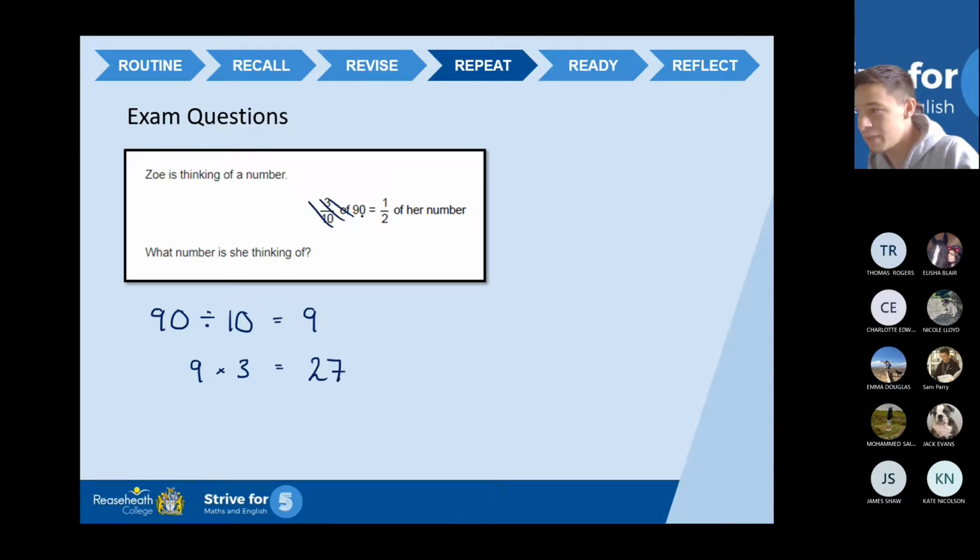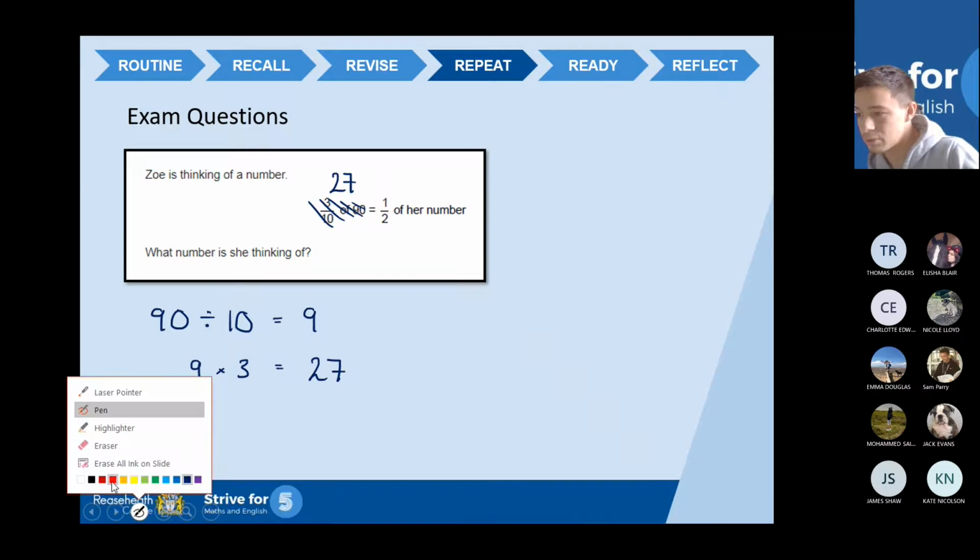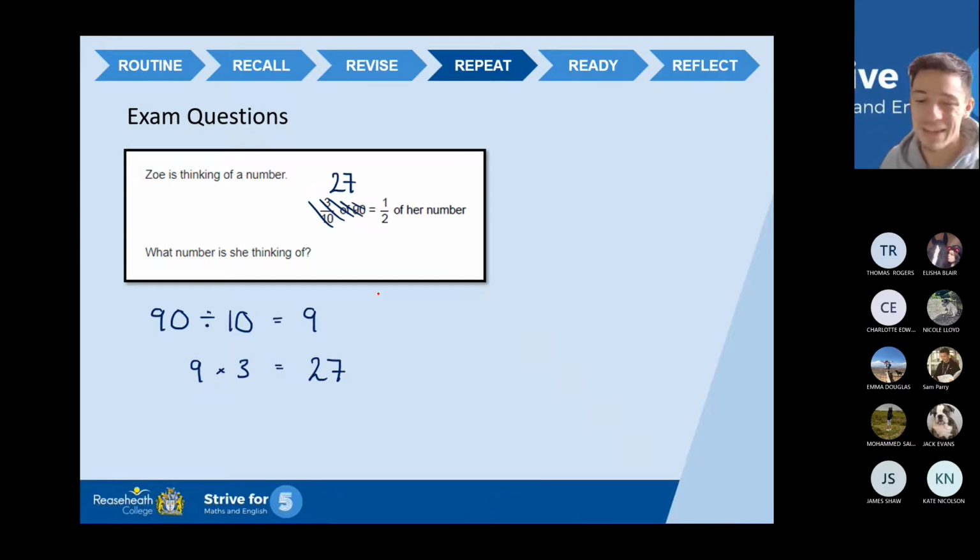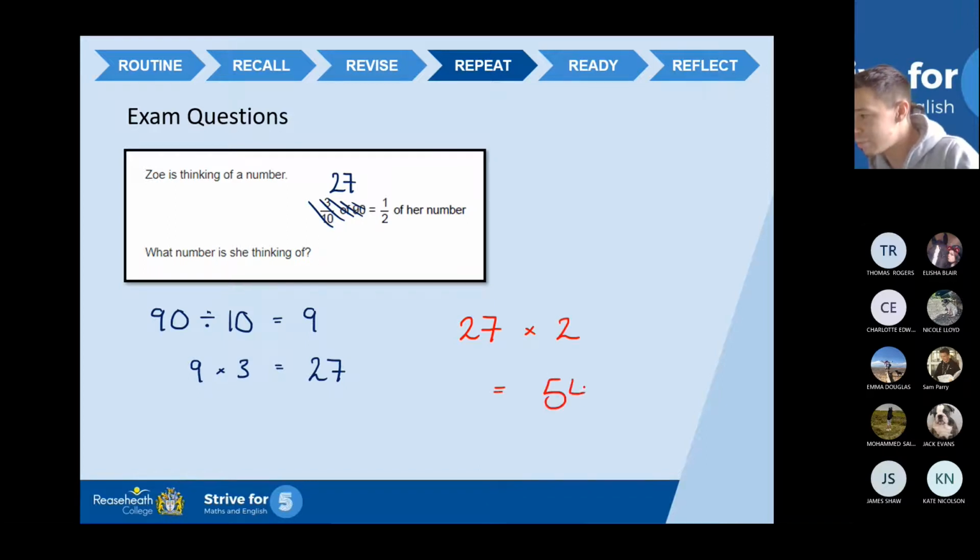So what do I know? Well, I know that this here is now 27. So 27 is half of her number. So what do I need to do to 27 to get to her number? If I know that 27 is half of a number, what should I do? To find out the missing number. The lot is saying double it, and that is correct, because if it's half, we need to do the opposite, so we double it. So we times it by 2, which gives me 54.